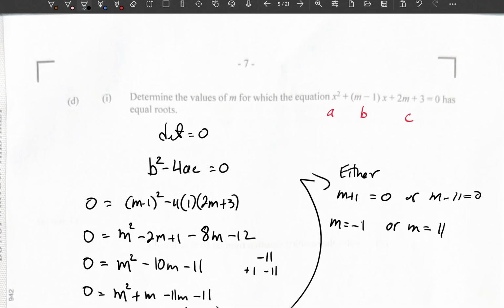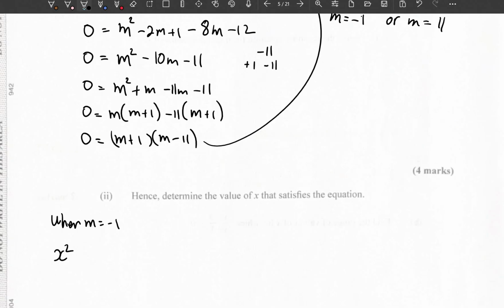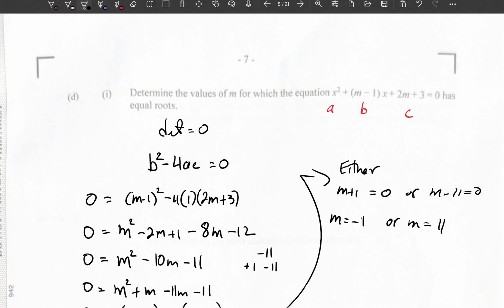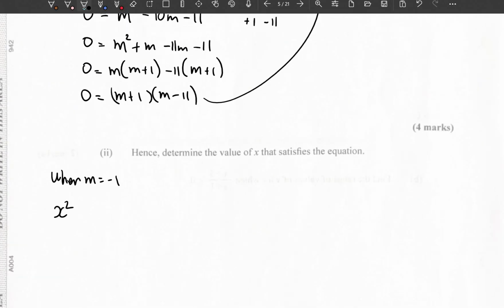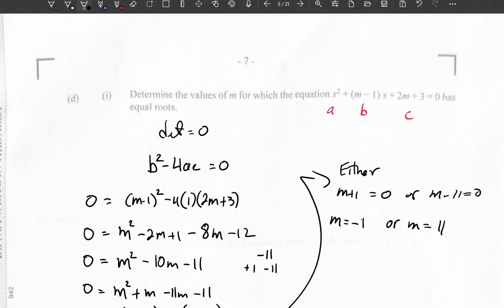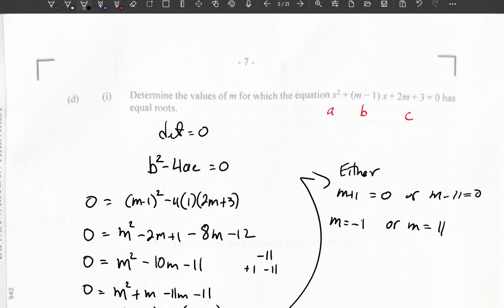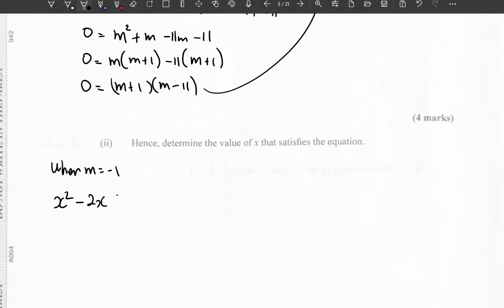So when m is minus 1, we're going to have x squared, and that'll be minus 1, so that would be minus 2x. Then when m is minus 1, that's 2 by minus 1, that's minus 2. Minus 2 plus 3, that's plus 1, and that's equal to 0. So we then need to factorize this.